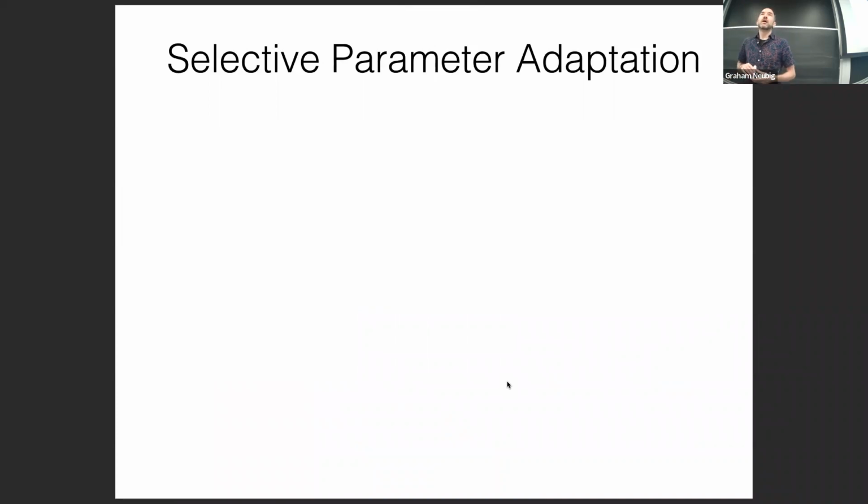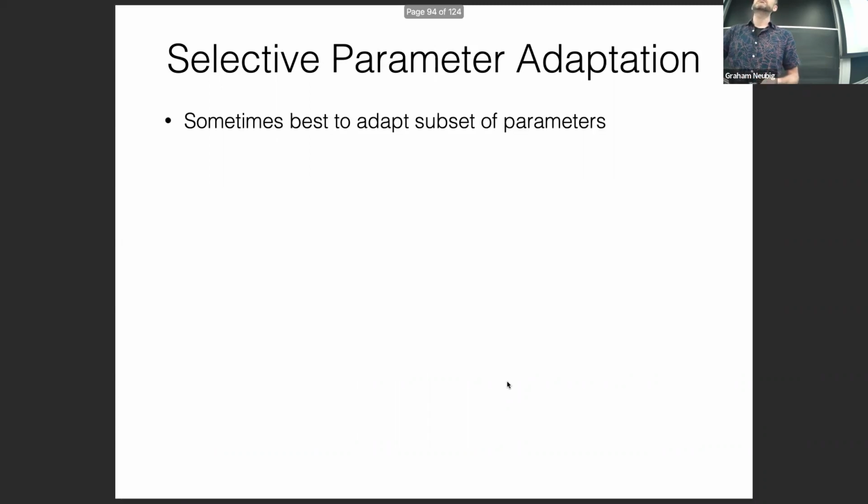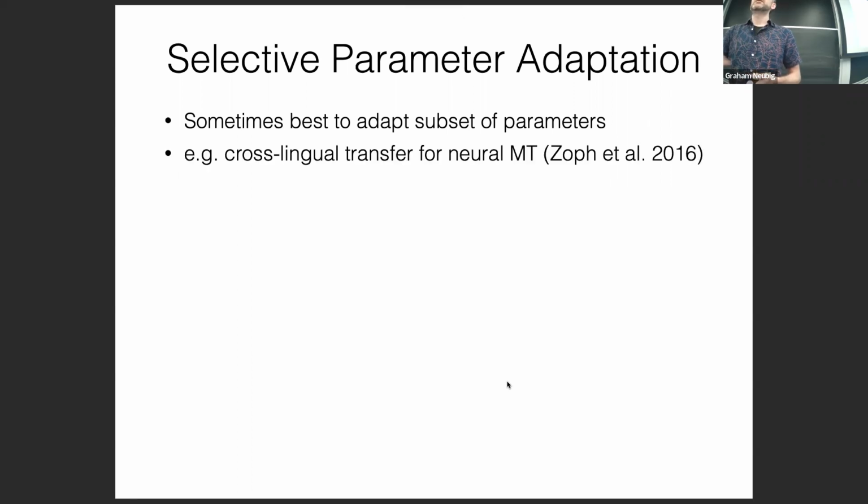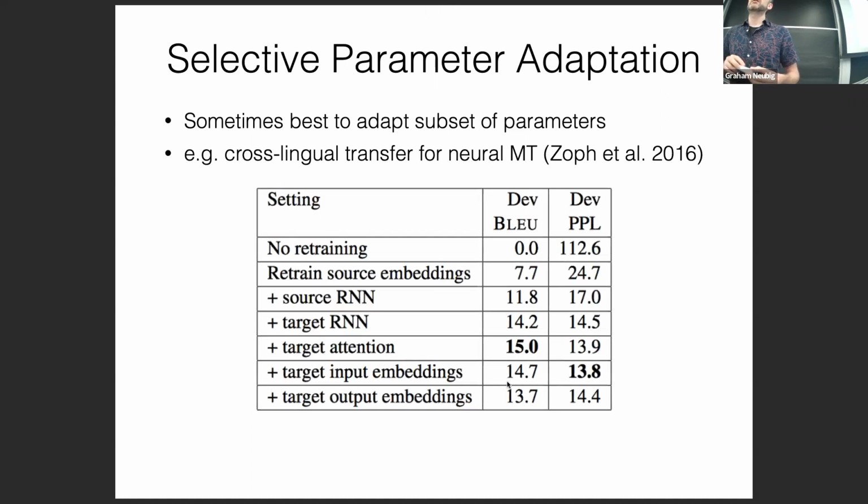Okay. So finally, I'd like to talk about another parameter sharing method, which is selective parameter adaptation. And sometimes it's best to adapt a subset of the parameters of your model. So for example, in cross-lingual transfer for neural MT, this is a famous paper where they basically demonstrated that when you're adapting to new languages, sometimes it's better to not adapt all the parameters because it causes you to overfit on a small amount of data.